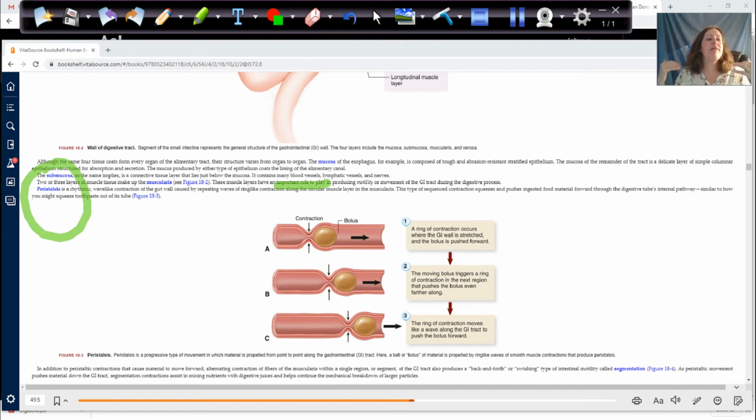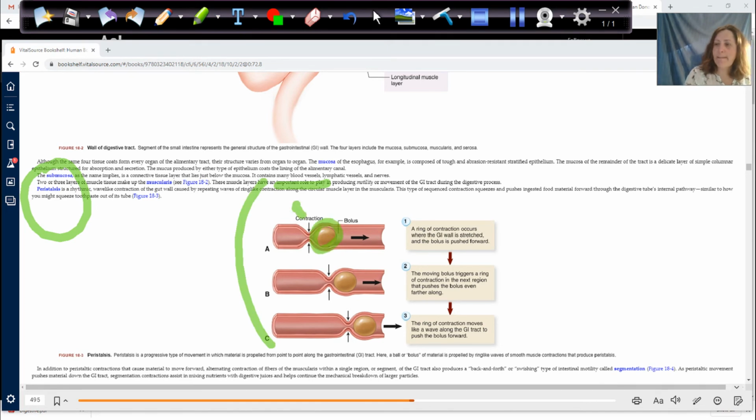When I teach it, I think of the digestive tract as a big tube of toothpaste, where you squeeze here and it moves the toothpaste along, and then we squeeze here and it moves the toothpaste, and we squeeze here and here and here. That's peristalsis. It's a wave of contractions and it moves the food along. And you've got that picture here where you've got the contraction.